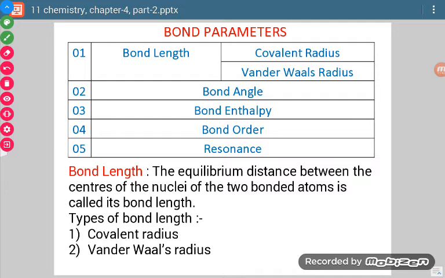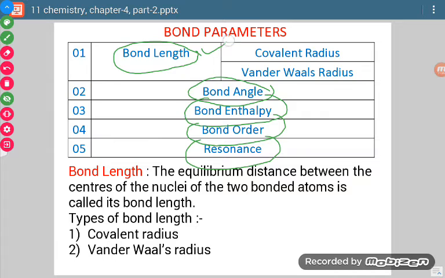Now we come to bond parameters. Bond parameters means whenever there is formation of a certain bond, which all things come along with that. So whenever there is formation of a bond, there comes bond length, bond angle, bond enthalpy, bond order, and then resonance. Now in this particular topic we are going to discuss bond length, bond angle, bond enthalpy, and bond order. Resonance we will discuss separately in more detail.